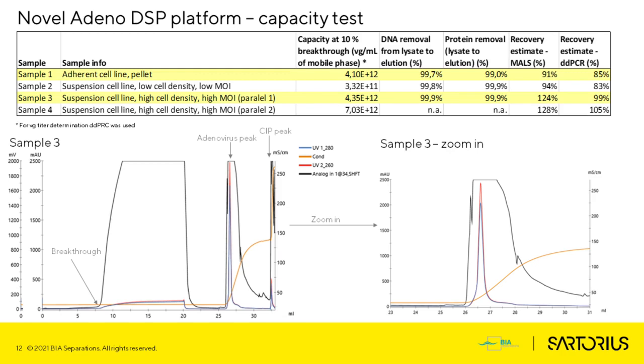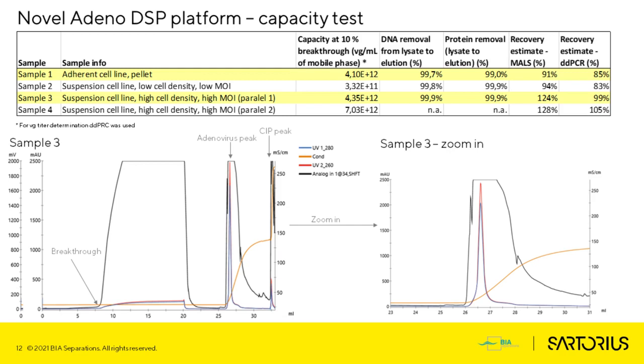We noticed similar capacity. In the case of a high impurity level, capacity was for sure lower due to proteins occupying binding sites. The capacity was measured with the ddPCR method, so we are looking at viral genomes per milliliter of monolith. You can see also that DNA and protein removal was very good, as well as the recovery of the purification.